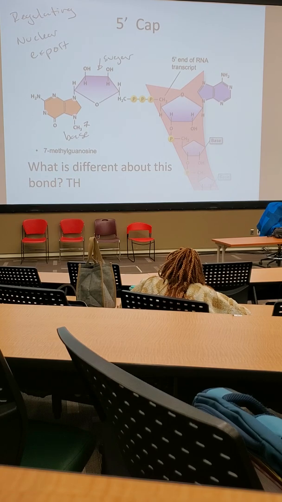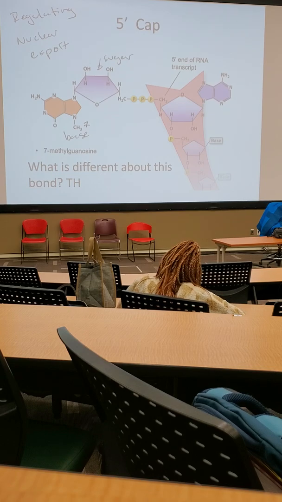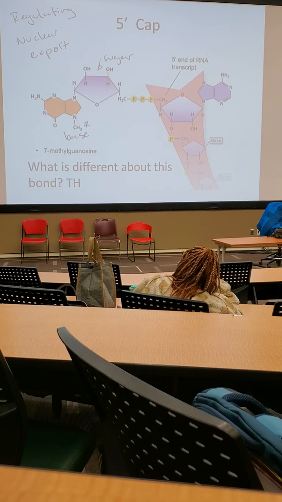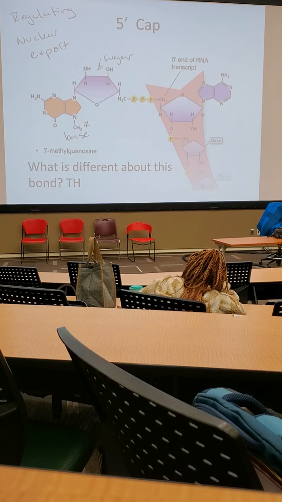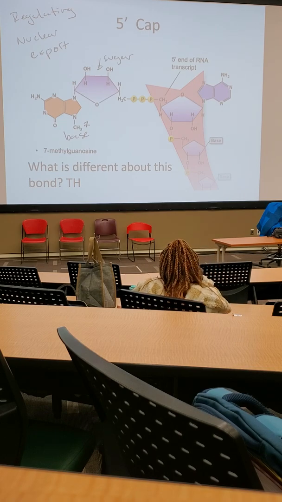Someone put it's attached to 2 carbons. I think that's a good way to start thinking about that. So how do we normally connect nucleotides in a DNA or RNA molecule? What's our mantra?